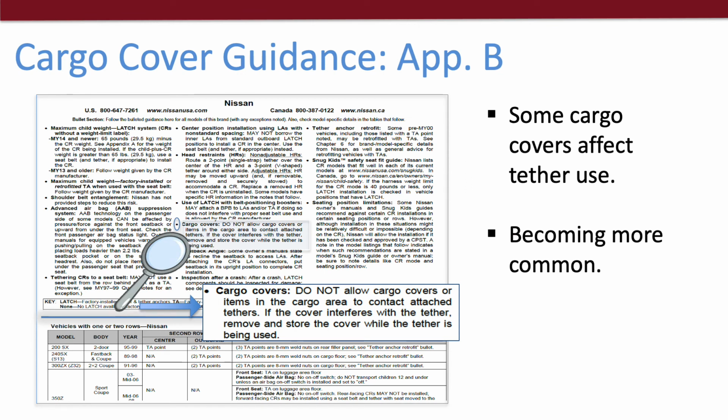So on this point, if it's not in the model specific section, also make sure you look at this bullet that's in Appendix B at the beginning of a section. I'm just using Nissan as my example page here, but this would be in all different types. And that's going to let you know if there are any warnings about cargo covers and what you're allowed to do.